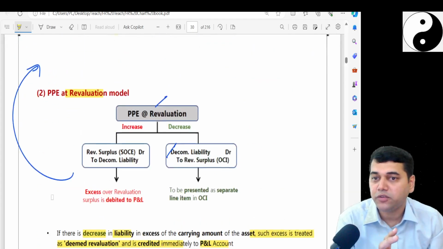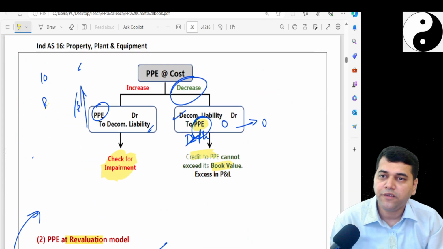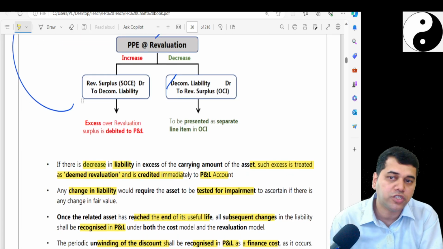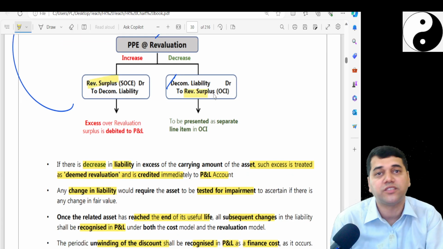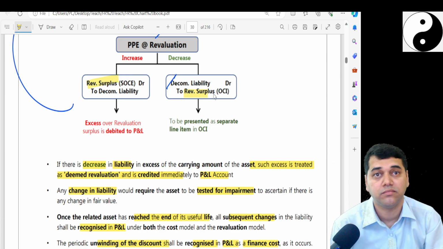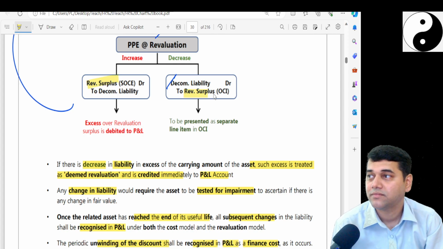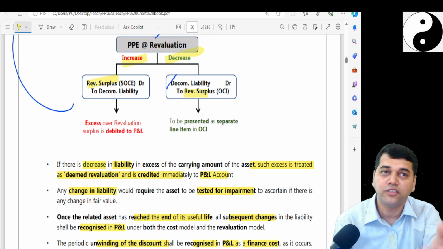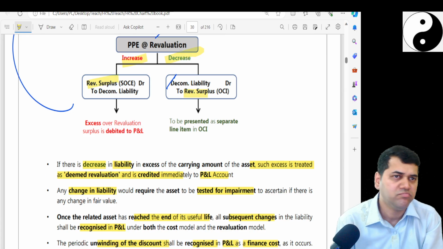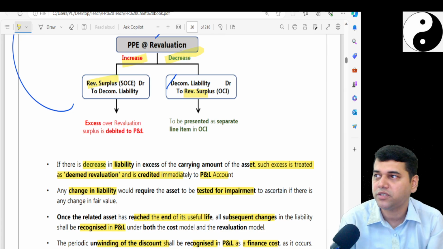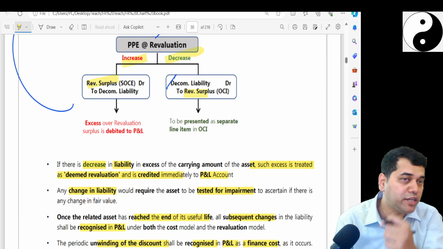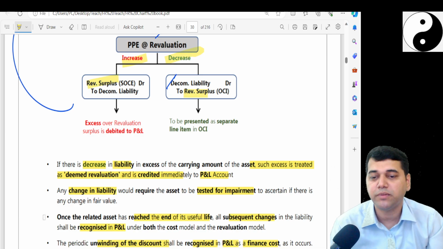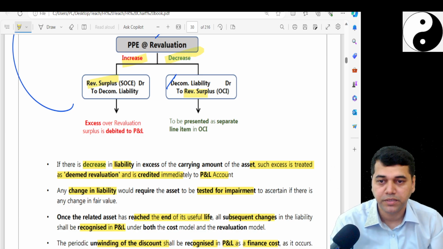Okay, I will explain only one question. See, if I follow the cost model, I will take it to PPE. But if I do the revaluation, why do I take it to the revaluation surplus? What is the logic behind it? Asset value remains same, no? Does liability increase or decrease affect the fair value of the asset? No, your earning capacity is a different story. Now, why do I take it to revaluation surplus? What is the logic behind it? I'll explain so that you understand and appreciate why we are doing it.